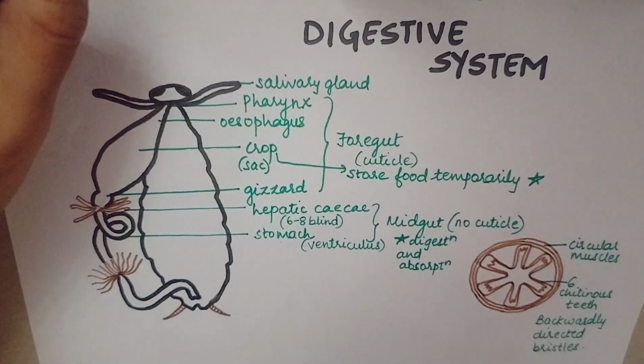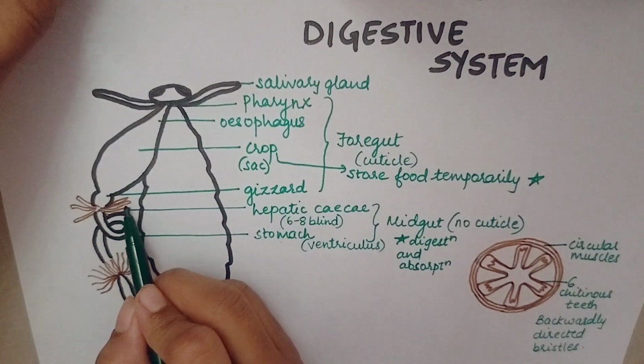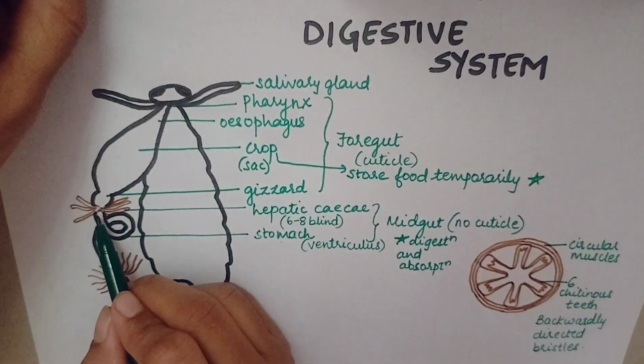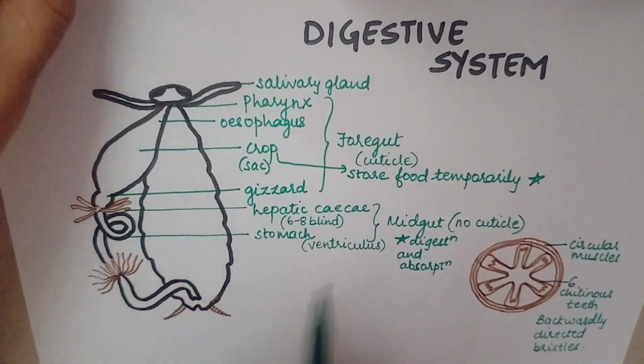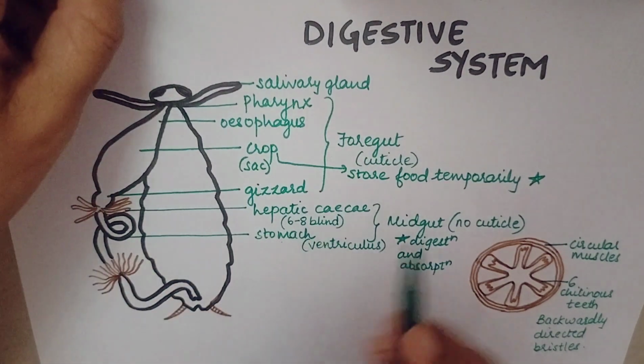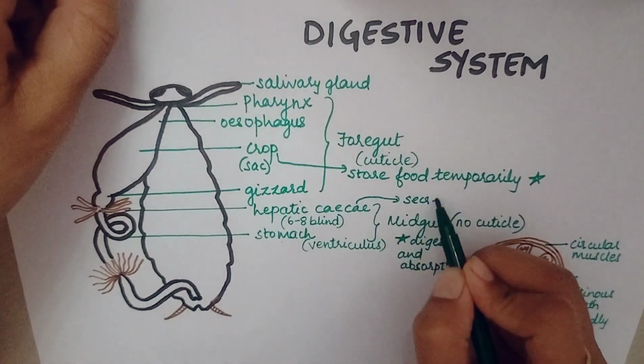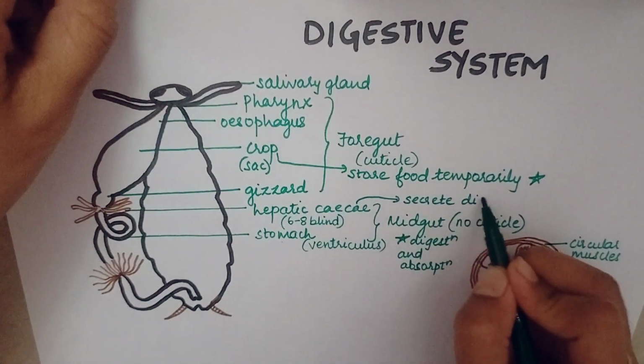Okay, 6 to 8 blind tubules, just like present over here. Blind meaning they are closed. They are closed at one end. So they are 6 to 8 blind tubules. What this hepatic caeca is going to do, it will secrete digestive enzymes.